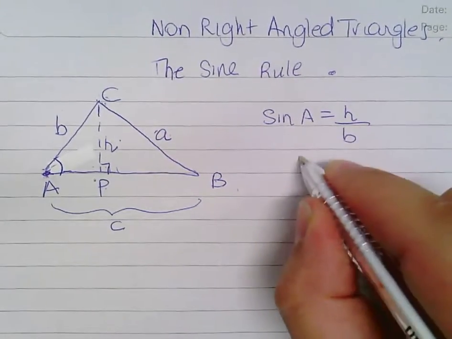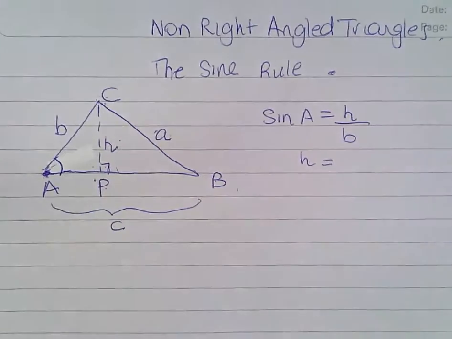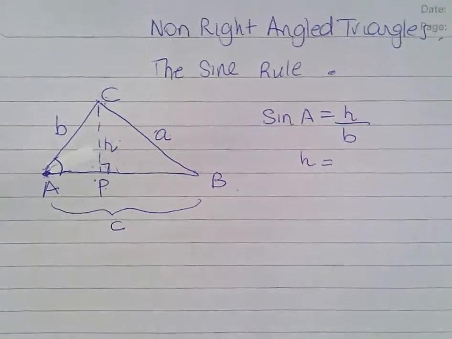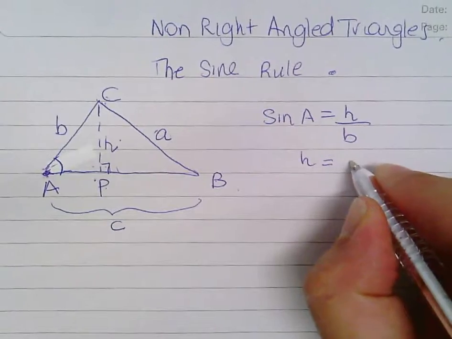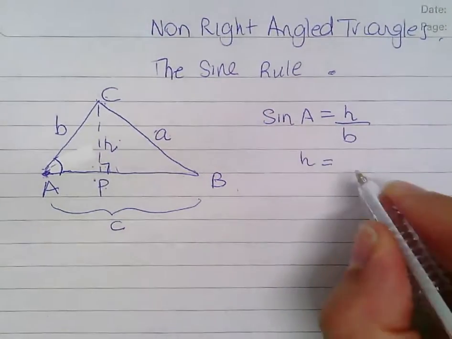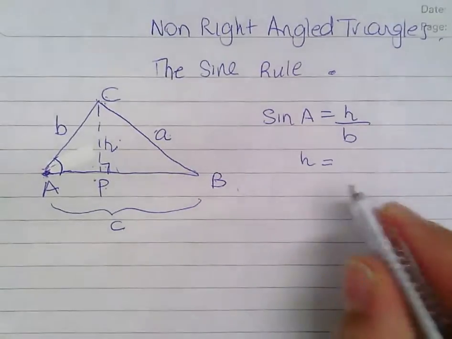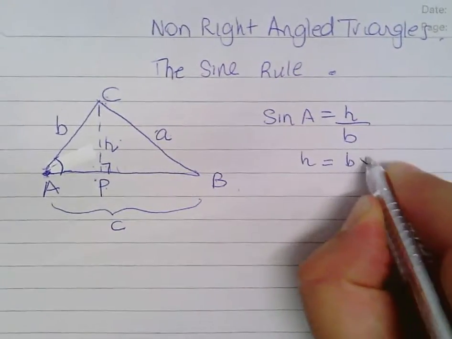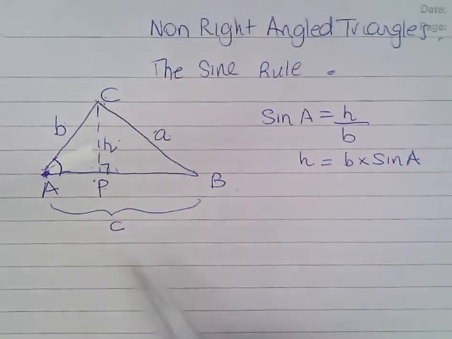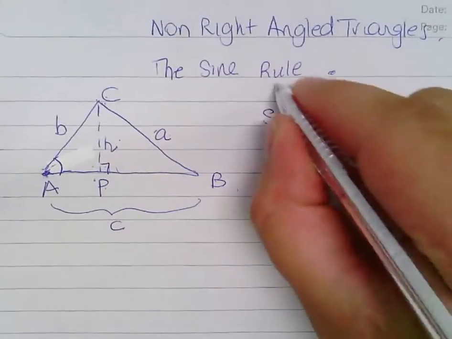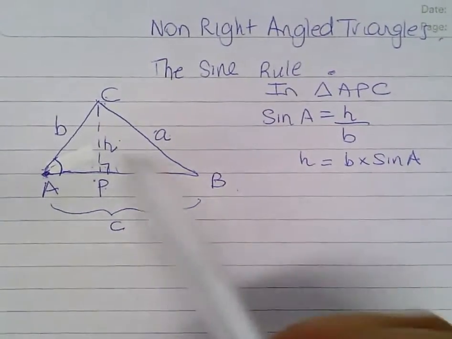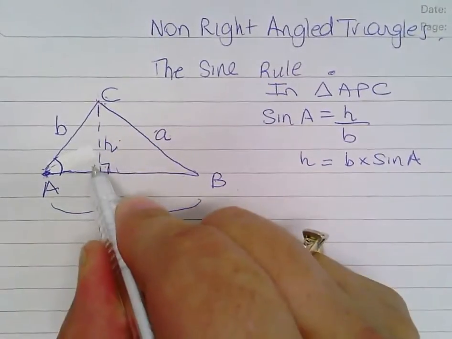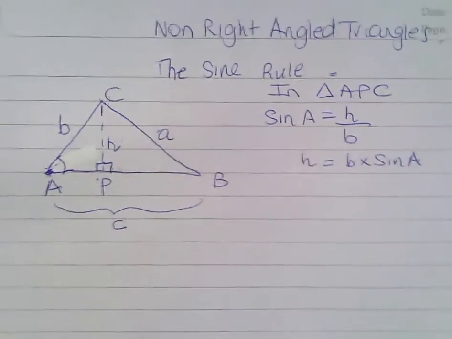So I'm just going to make H the subject of the formula. Therefore, H is times B. So H divided by B, opposite of divide by B is times by B. It would be sine A times B, or I'm going to write B times sine A. Okay, opposite of divide is times, so it would be B times sine A. So that is in the right angle triangle, so that's using in triangle APC. In the right angle triangle APC, that's a right angle, sine of A is H on B.